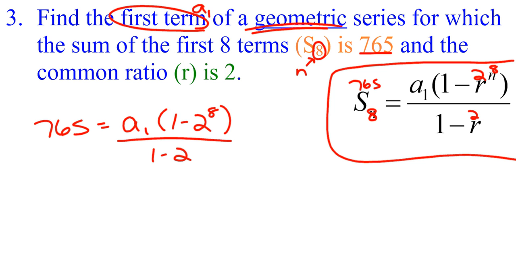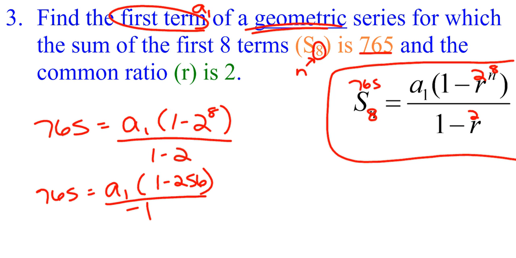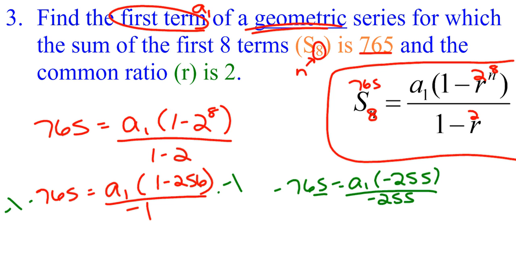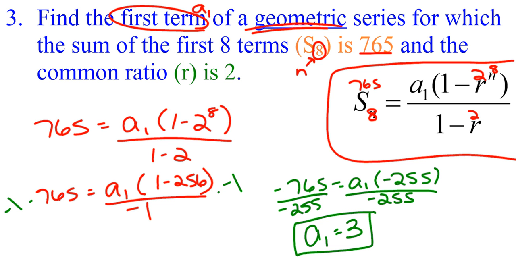So from here, I'm going to go ahead and simplify using my algebra skills. If I take 2 to the 8th, I get 256. And then 1 minus 2 is negative 1. I would choose to times both sides by negative 1 here. So I have negative 765 equals A1 times negative 255. I went ahead and took 1 minus 256. So in order to solve for A1, I would divide by negative 255. And when you divide that out, you get 3. Your first term is 3. That's what the question was asking for, so I just gave it the answer.